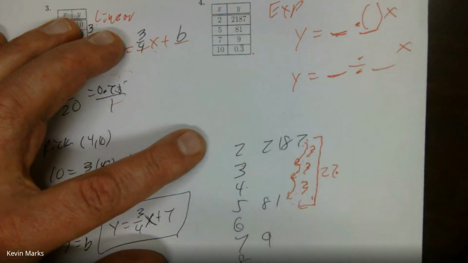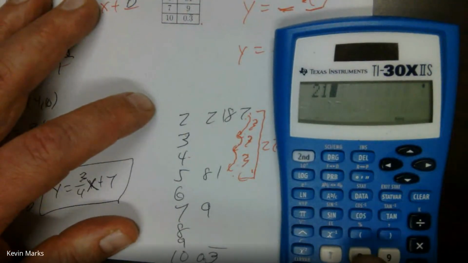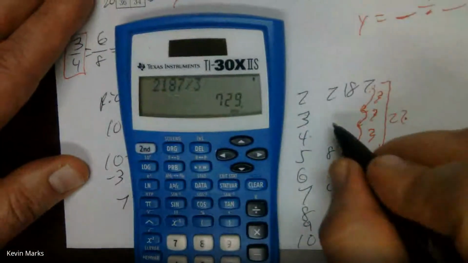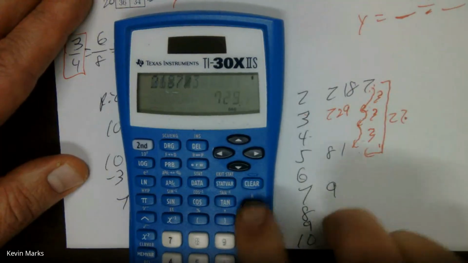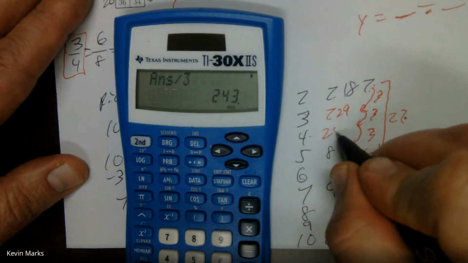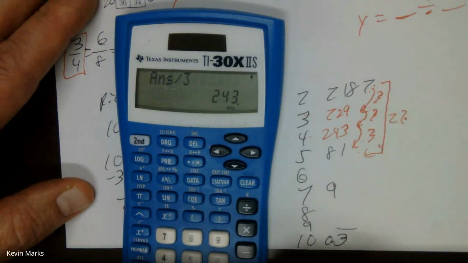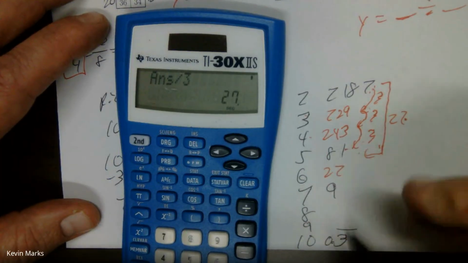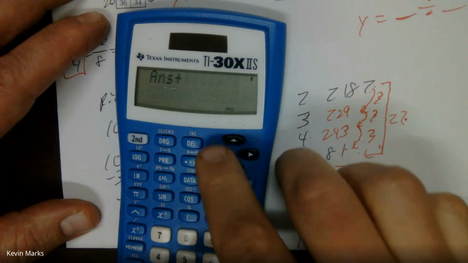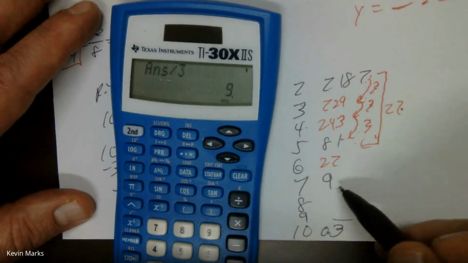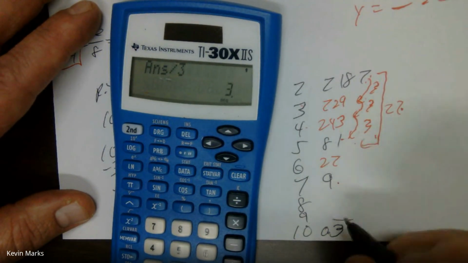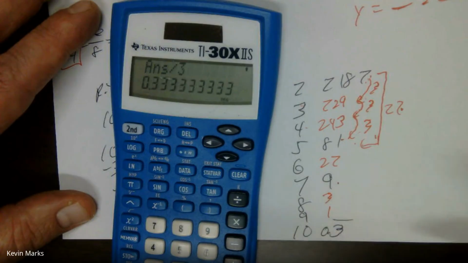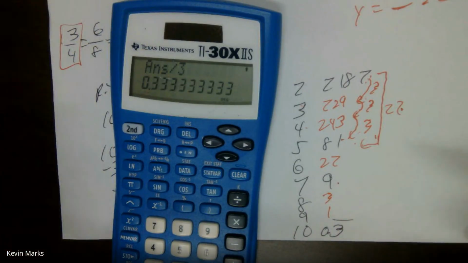Right? So you can check it out. If you fill in those gaps, so we took 2187 and divided by 3, right? That's going to give you 729. Right? And then divide that by 3 gives you 243. And if you divide that by 3, oh, look, 81. Divide that by 3, 27. Divide that by 3, 9. Divide that by 3 is 3. Divide that by 3 is your 1. Divide that by 3. You're going to get that 0.3 repeating, right?